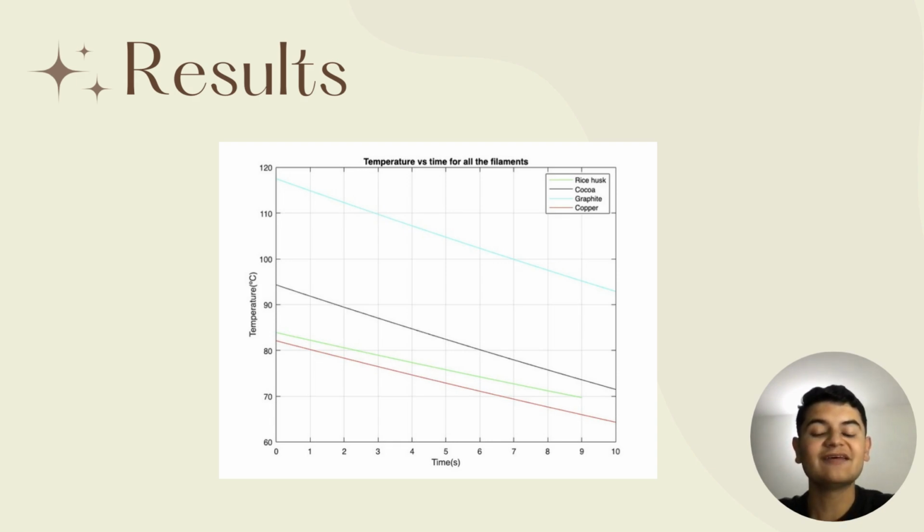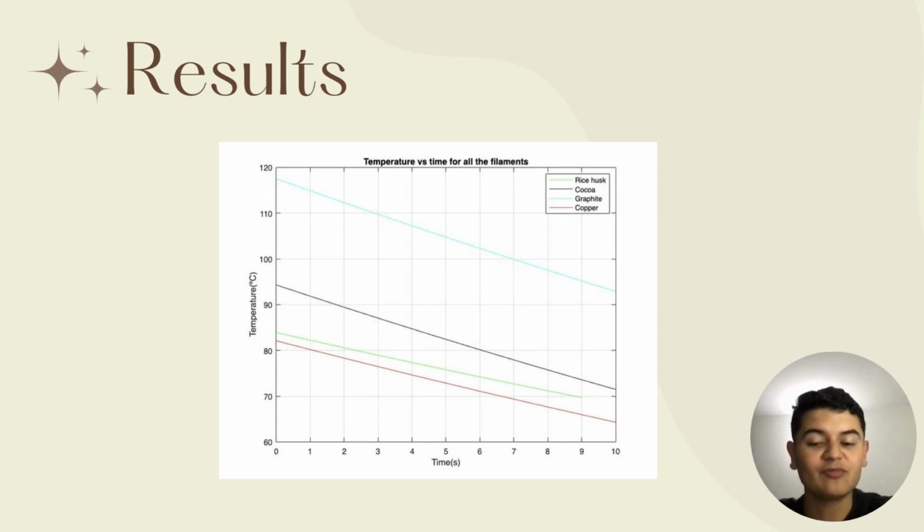We can also see that this graph makes sense, in that as time passes, the temperature must decrease. This is due to the fact that the temperature of the heating plate and the temperature in the filament decrease throughout the passing of time.